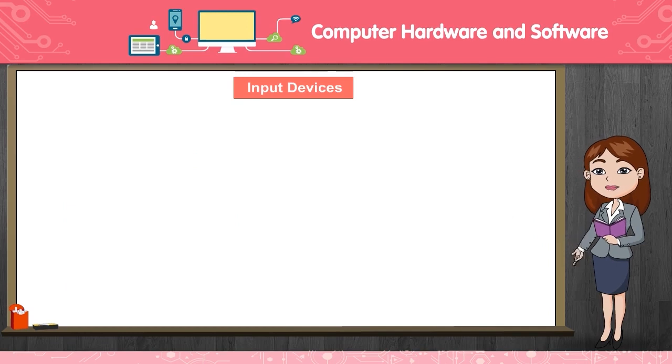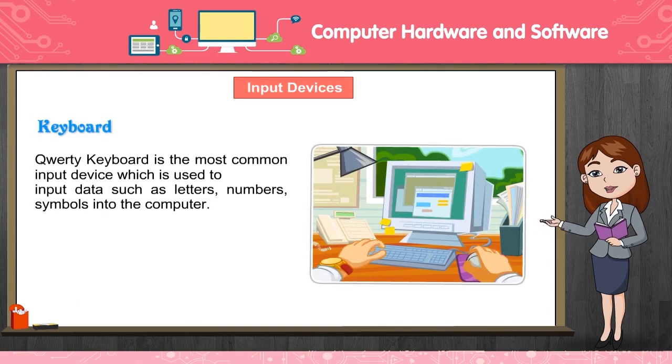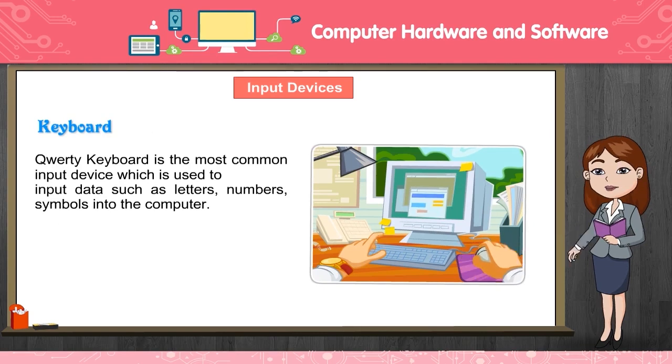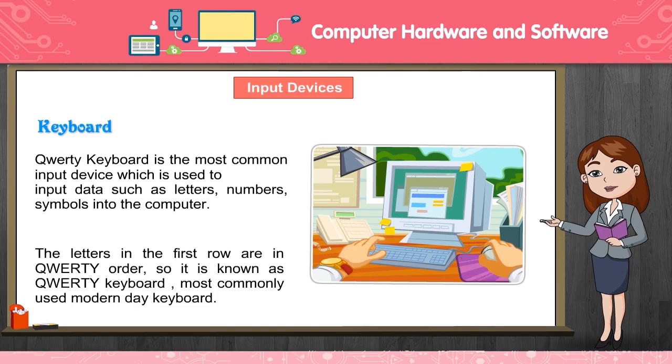Input devices. There are several devices that help to enter data and instructions into the computer. These are called data entry devices or input devices. Some of these are as follows. Keyboard. The QWERTY keyboard is the most common input device, which is used to input data such as letters, numbers, and symbols into the computer. The letters in the first row are in QWERTY order, so it is known as the QWERTY keyboard. Most commonly used modern day keyboard.